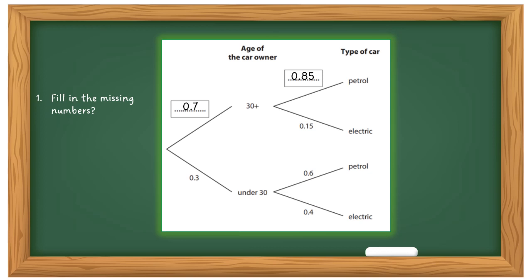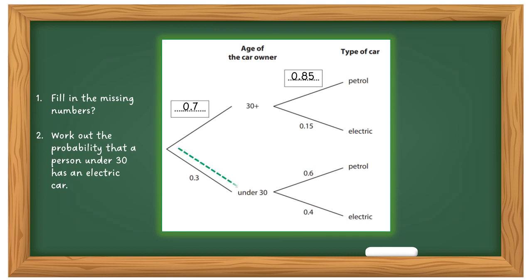Okay, now let's look at a question. Work out the probability that a person under 30 has an electric car. So pause the video and see if you can come up with the answer to what the probability is of someone under 30 having an electric car. So pause the video. How did you do?